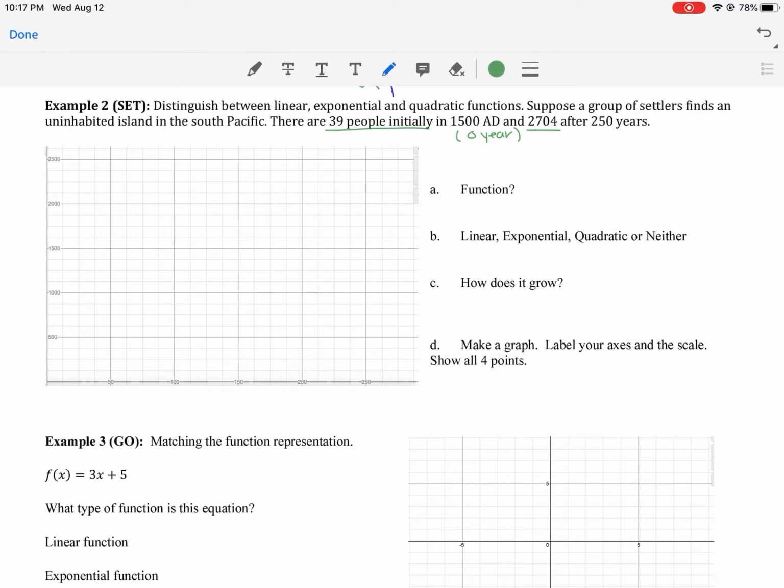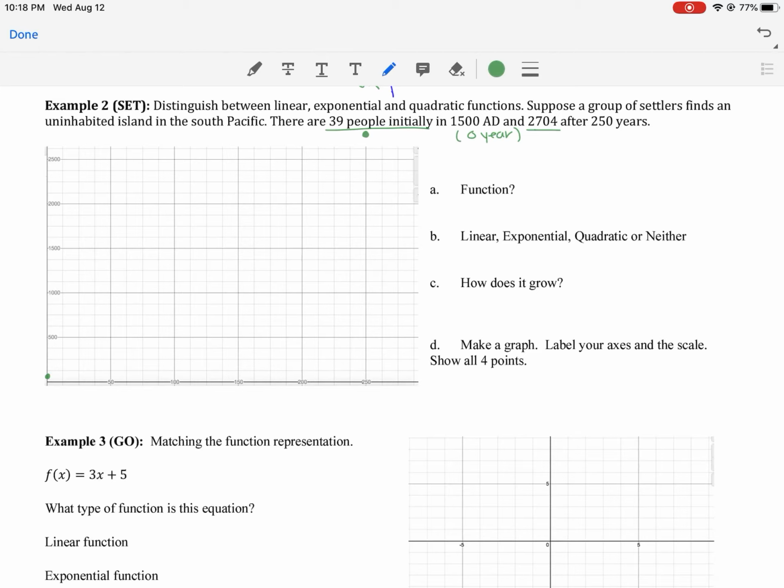So, I'm going to think about it. In year 0, if I'm at 39 people, I'm all the way down here, right? And then after 250 years, I'm up at 2704. Okay, it looks like each of these goes up by 100, so this graph's not quite large enough, so we're off the graph here. We're asking, what's going on here? And in this case, there are a few different answers you could have. It totally depends on how you see it happening.